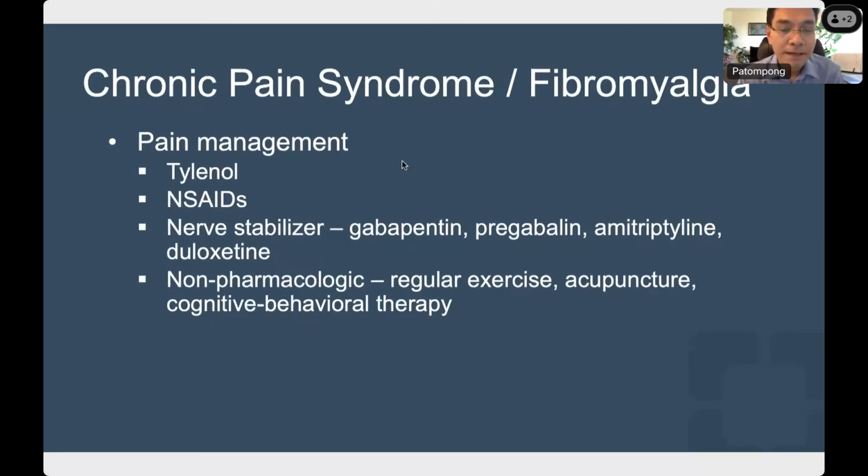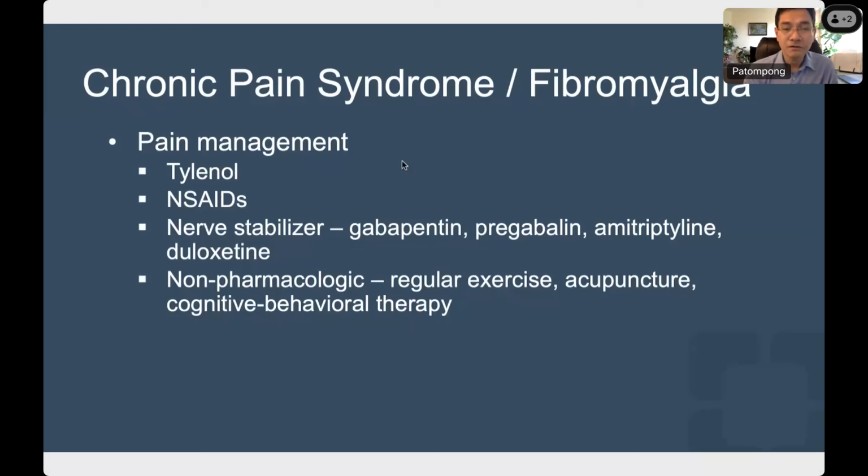For chronic pain syndrome or fibromyalgia, our treatment would also focus on pain management with Tylenol, with non-steroidal medication, with nerve stabilizer medication. But usually, pain from fibromyalgia does not respond well to non-steroidal medication or Tylenol. So most of the time, I usually offer treatment with nerve stabilizer to my patient right away, and even more important than that, for fibromyalgia, usually we don't rely on just pain management or pain medication alone.